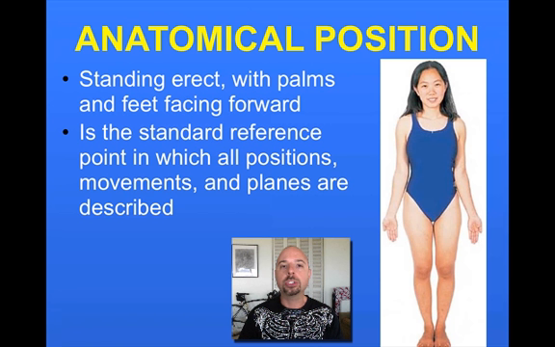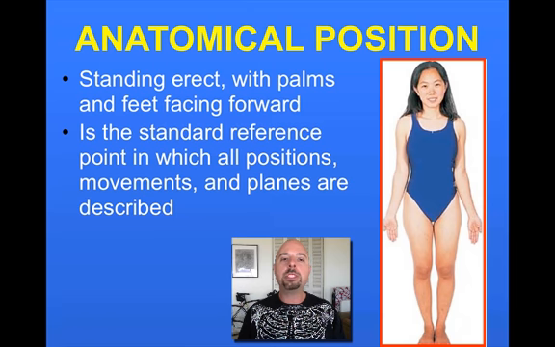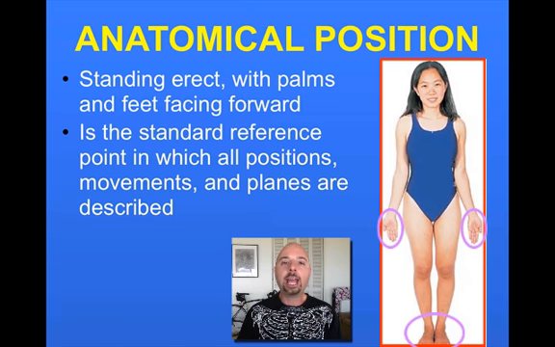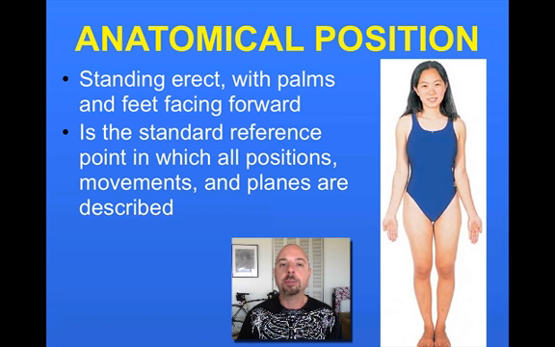In addition, when we're doing dissections, these words may change depending on where you're standing in relation to a specimen that you're dissecting. So for that reason, we have what's called standard anatomical position. And this is, like you see on this slide, somebody standing upright with their palms and feet facing forward. What this does is it gives us a standard frame of reference that we can use to describe all of the positions, movements, and planes that we use when talking about human anatomy.